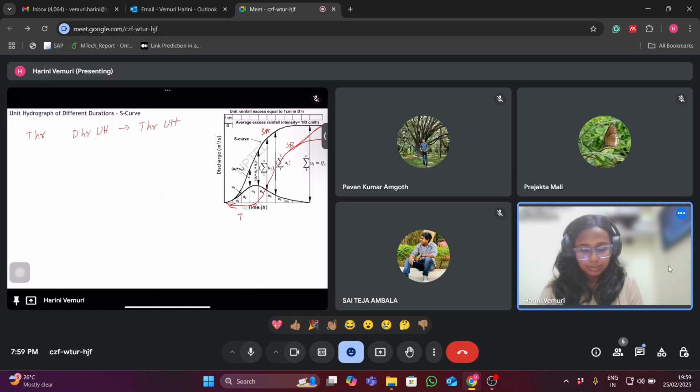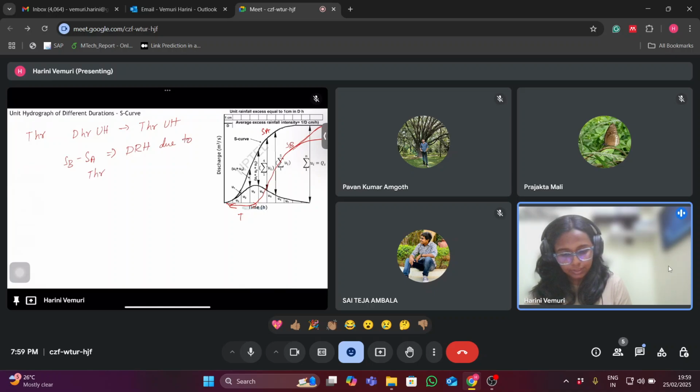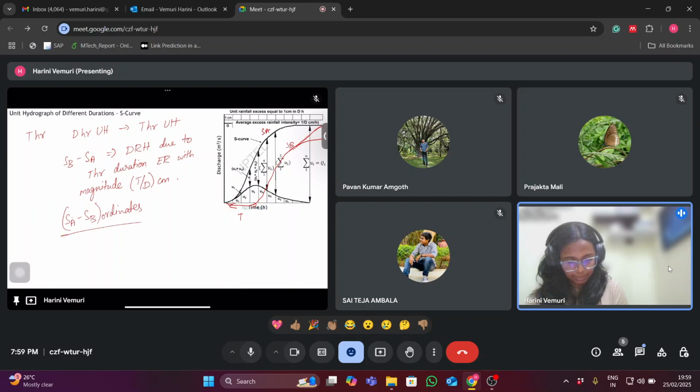Then by subtracting SB minus SA, this will give us a direct runoff hydrograph due to T hour duration excess rainfall with magnitude T by D centimeters. So already we know that if it is T by D centimeter excess rainfall, how will we get the unit hydrograph? We will just divide the SA minus SB ordinates by T by D. Then we will get the T hour unit hydrograph ordinates. Okay, I hope this is clear.